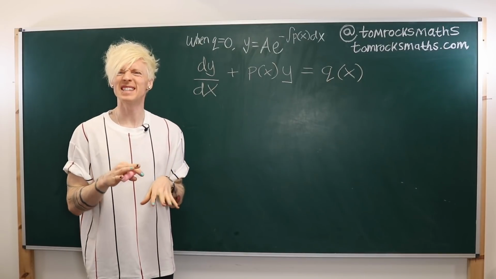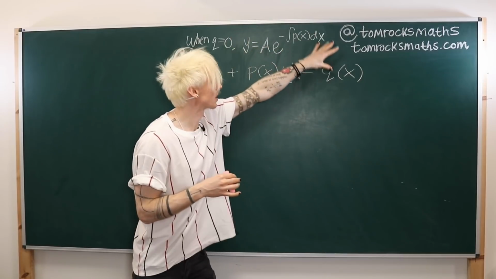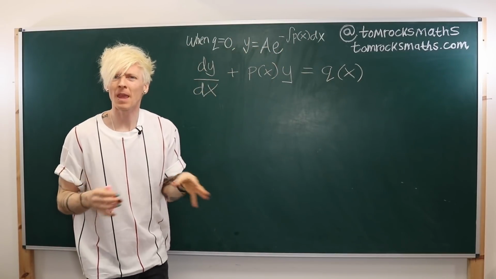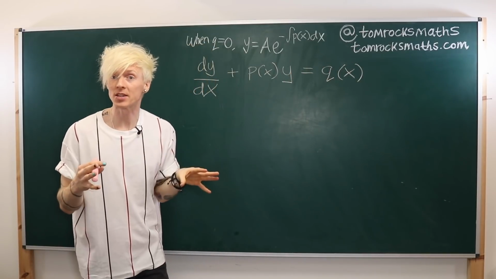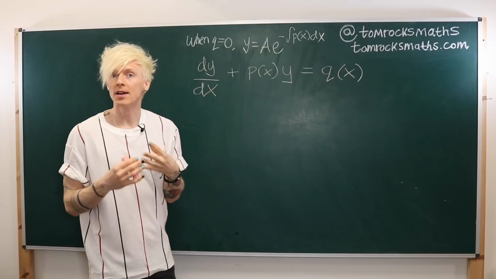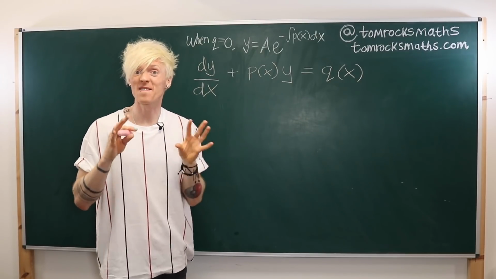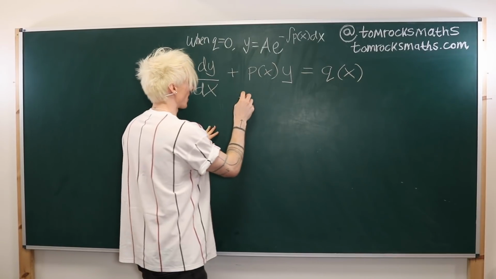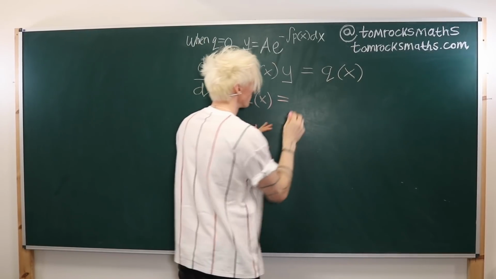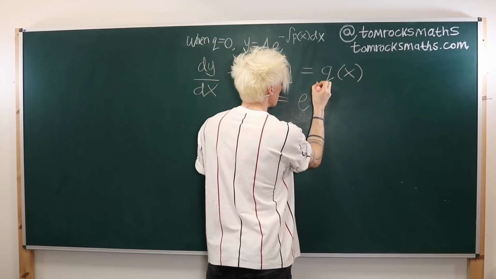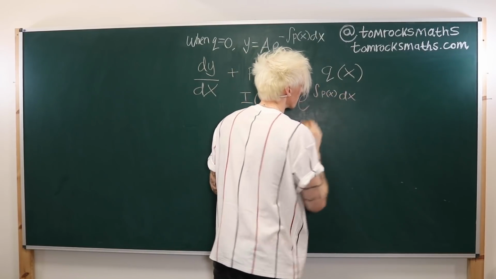So now we know how to deal with the simple case. When q is 0, we have our solution given up here. What do we do for the more general case, the inhomogeneous first order linear differential equation? And for this, we need the integrating factor. So the integrating factor, which I'm going to label as I of x, is equal to e to the integral of p of x dx.